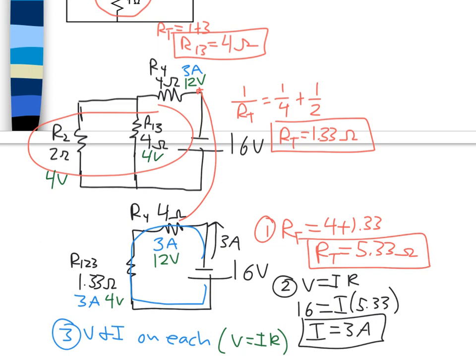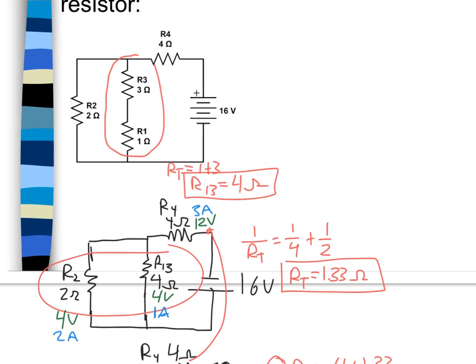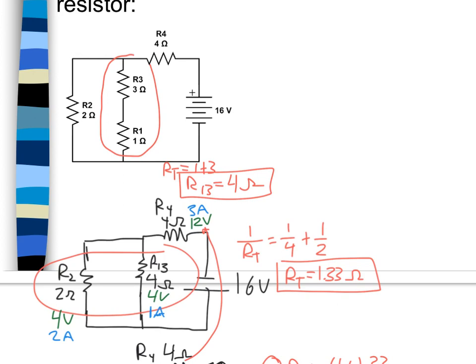So V equals IR, 4 equals 2 times I. This one will get 2 amps of current. This one will get 1 amp of current, and that makes sense because those two currents should add up to the 3 amps that's coming into this junction. I'm going to then step it back one more. I see that R4 and R2, those were the original resistors, so I can say R4 is 3 amps and 12 volts. R2 is going to be 2 amps and 4 volts.